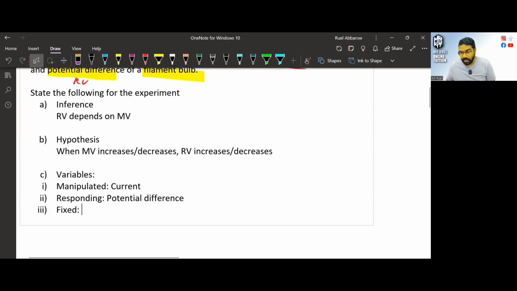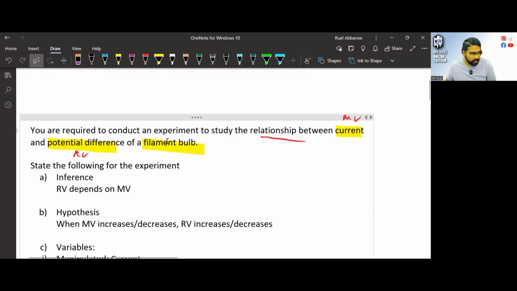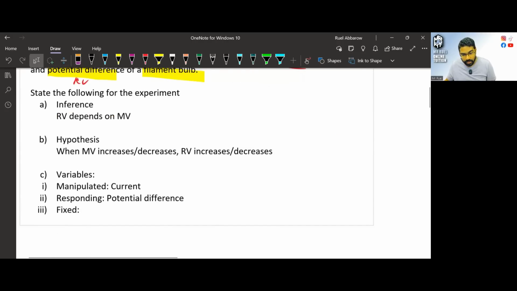So here, actually, when we are using a filament bulb, what we need to fix is the filament length. This is what is used in your textbook for this experiment. You have to fix the filament length because, as we know, resistance is directly proportional to length. So the longer it is, the more the resistance, and this will affect the potential difference across it.